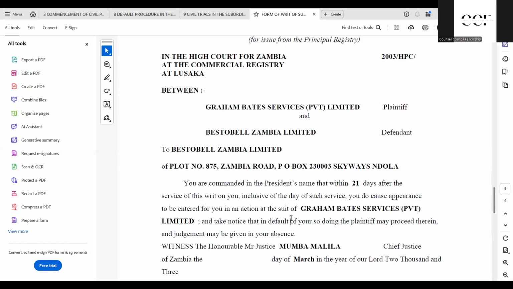The second clause is a testimonium clause. That bears witness to say that this document was given under the authority of the Chief Justice. It is a legitimate document. That is the testimonium clause. Witness the Honorable Mr. Justice Mumba Malila, who is the current Chief Justice of Zambia, the dash day of March in the year of our Lord 2003.